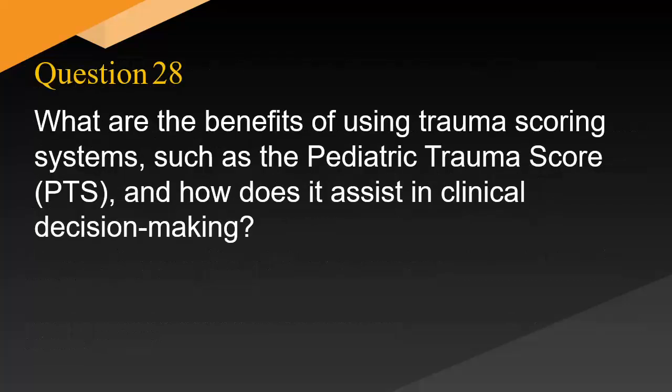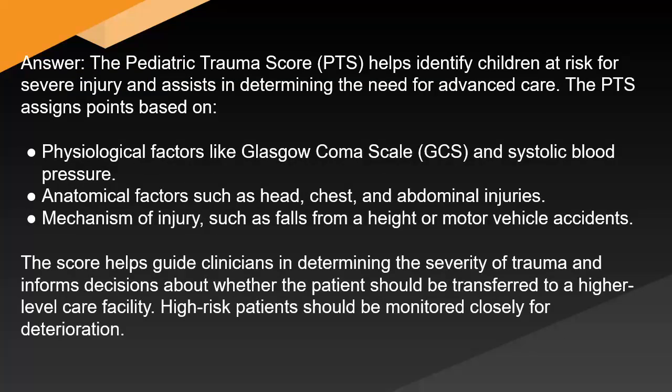What are the benefits of using trauma scoring systems such as the Pediatric Trauma Score (PTS), and how does it assist in clinical decision-making? Answer: The Pediatric Trauma Score (PTS) helps identify children at risk for severe injury and assists in determining the need for advanced care. The PTS assigns points based on physiological factors like Glasgow Coma Scale (GCS) and systolic blood pressure, anatomical factors such as head, chest, and abdominal injuries, and mechanism of injury, such as falls from a height or motor vehicle accidents. The score helps guide clinicians in determining the severity of trauma and informs decisions about whether the patient should be transferred to a higher level care facility. High-risk patients should be monitored closely for deterioration.